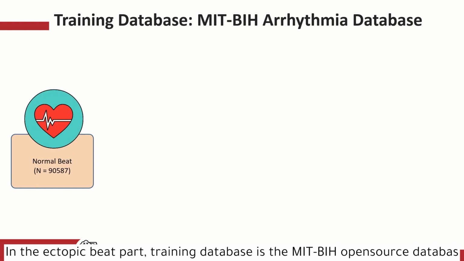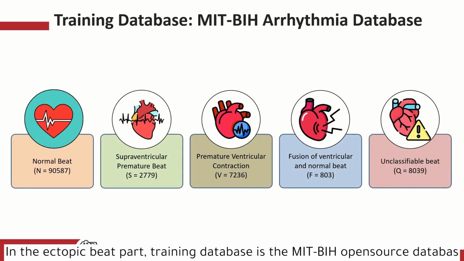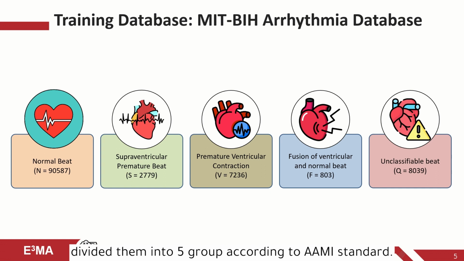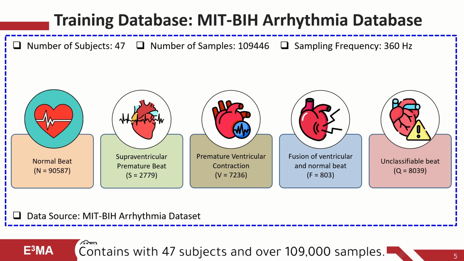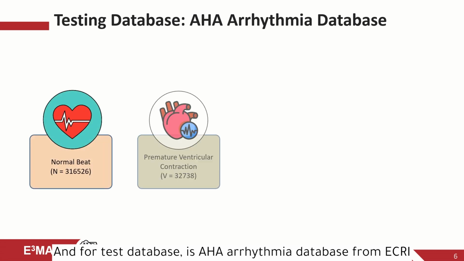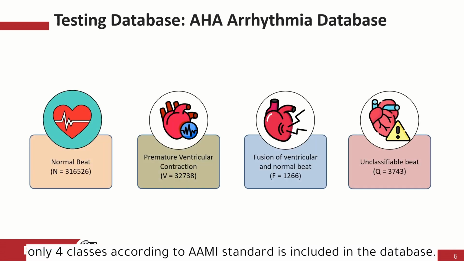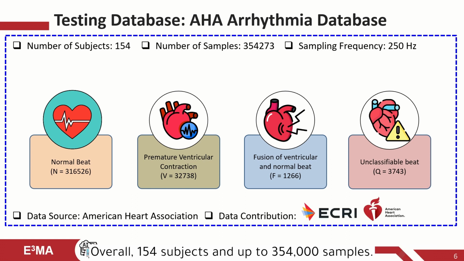In the ectopic beat part, the training database is the MIT-BIH open source database. It has a variety of arrhythmia labels and we divided them into 5 groups according to the AAMI standard. It contains 47 subjects and over 109,000 samples. The test database is the AHA arrhythmia database from ECRI, collected by the American Hospital Association. Only 4 classes according to the AAMI standard are included in the database. Overall, there are 154 subjects and up to 354,000 samples.